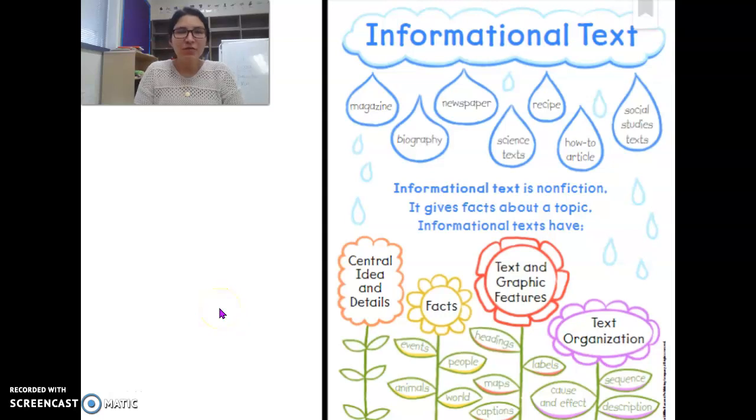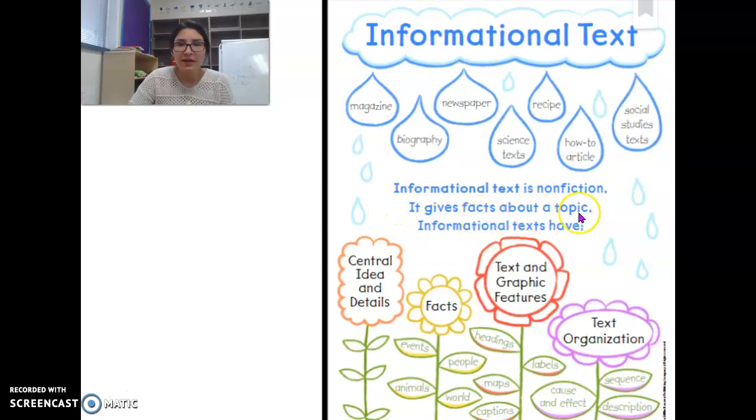Here for this little review video, we will be going over informational text, central idea, and details. All right, what is informational text? Do you remember? I'll give you a moment to think about it. Informational text. All right, if you don't remember, that's okay, no problem. Informational text is nonfiction. Nonfiction means real, okay?